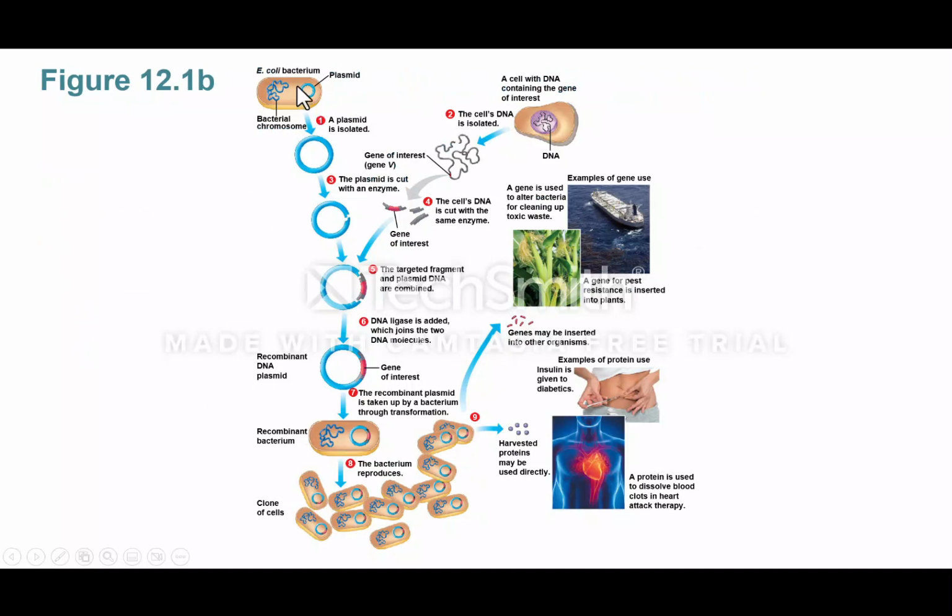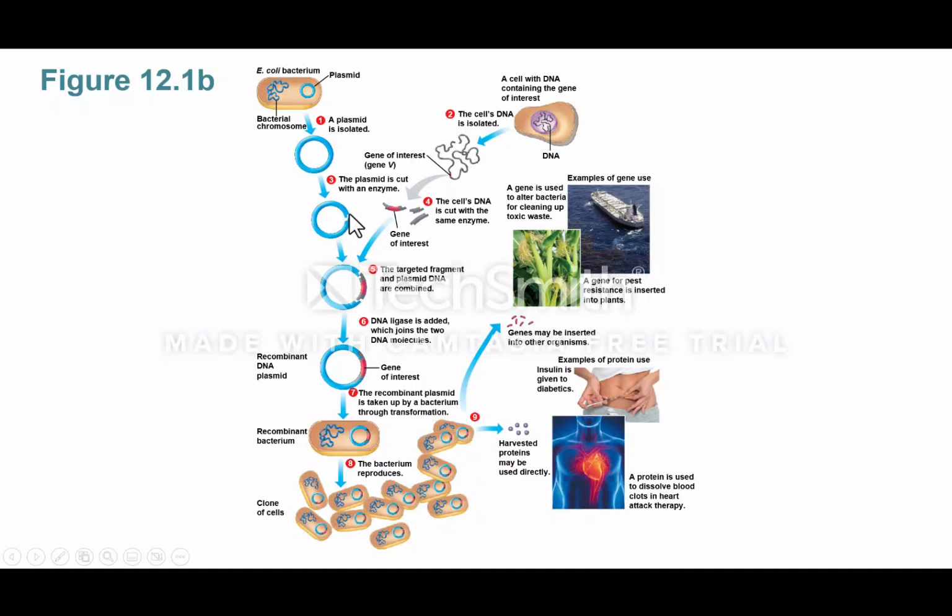So let's see what this looks like. All right, let's start up here. We isolate a plasmid, okay? And then we isolate a cell with the gene that we want. Let's say we are going to use insulin, which is a really good example. We can take the genes for insulin, cut them out of here, take the plasmid and cut it out of here. We are then going to cut both of that DNA with the exact same enzyme. And then we can actually stick them together, because we cut them with the exact same enzyme, they're going to leave this sticky edge.